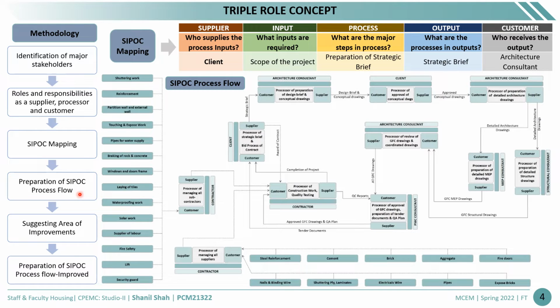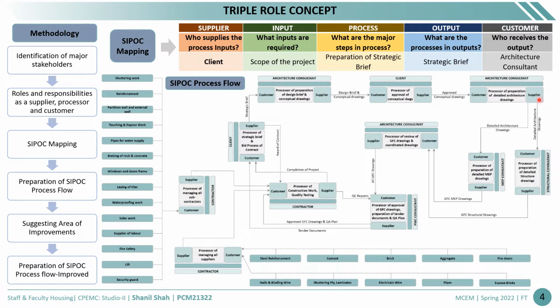Then we have prepared the CPEMC process flow, and then we have given the areas of improvement, and again we have prepared the CPEMC process flow. So here first the client prepares the strategic brief and gives it to the architect. Then the architect prepares the design brief and sends it back to the client for approval.